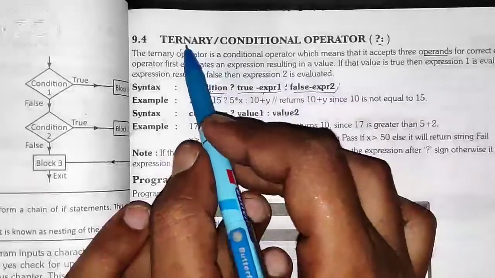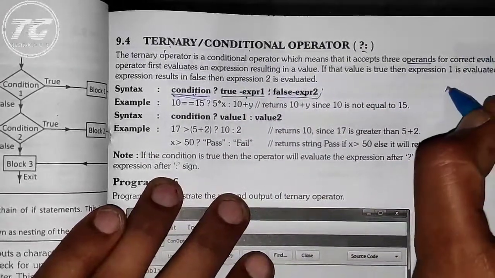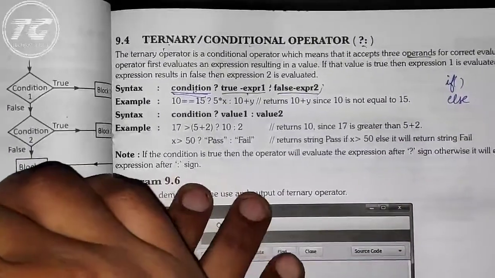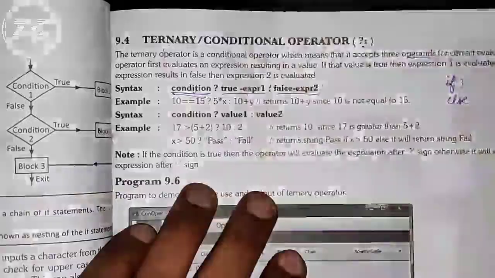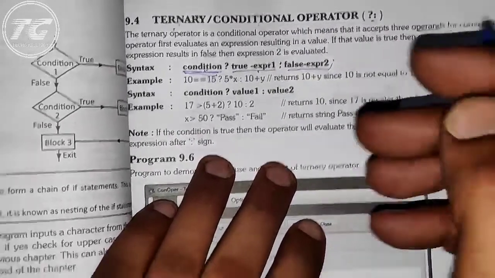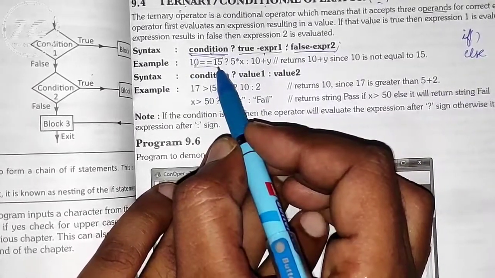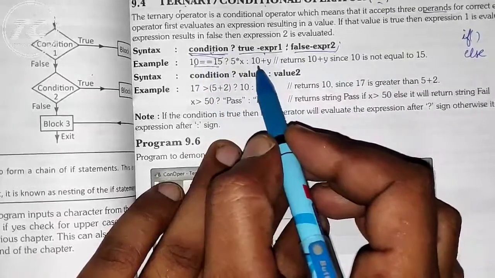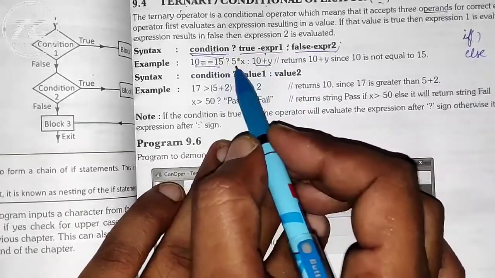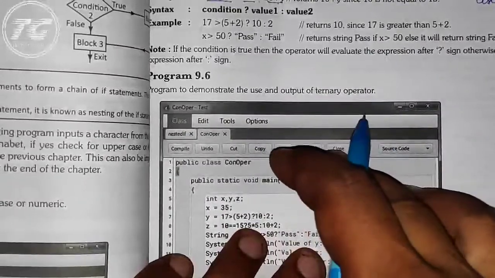So the working of the ternary or conditional operator is just similar to the working of the if else statement that we have done earlier. In the same order it will work as the if else was working. Suppose it is given here 10 equals 15. This is a condition which I know is false. Because it is false, this part will execute, 10 plus y. If it is true, then this part will execute, 5 into x. So this is called the ternary operator.